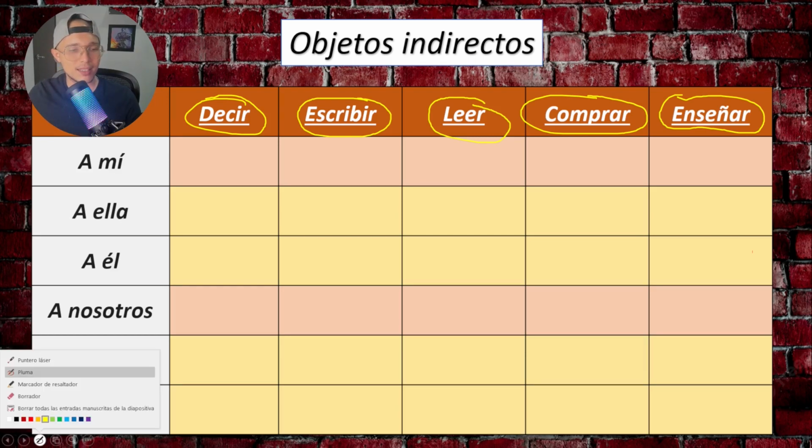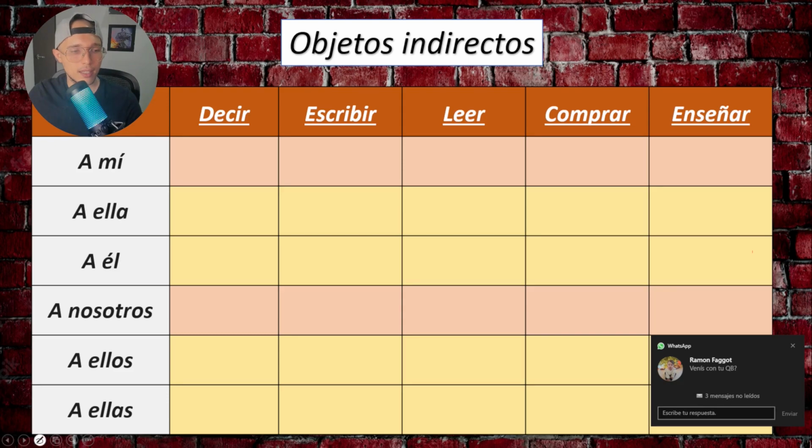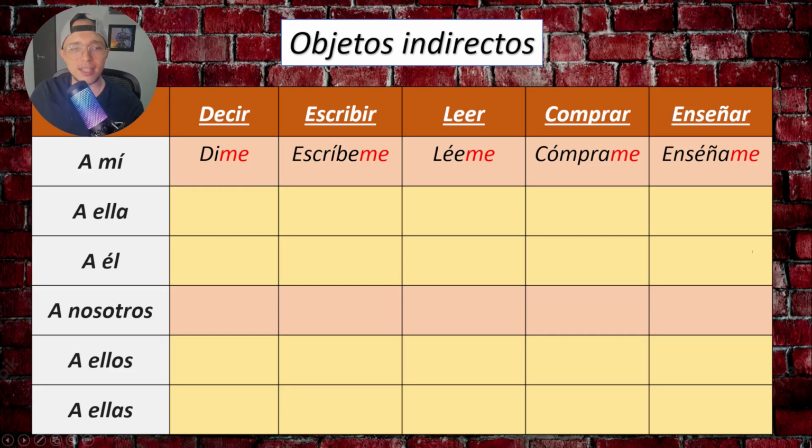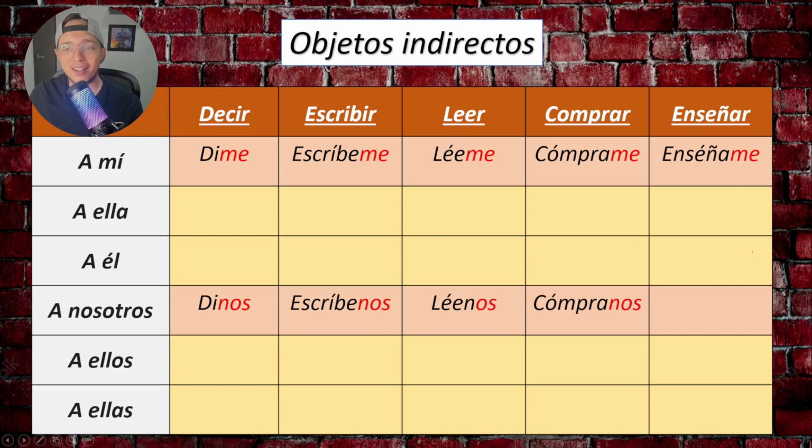Now, in these cases, for example, we say, tell me, it remains the same. Dime, write to me, escríbeme, read me, léeme, buy me, cómprame, teach me, enséñame. And for nosotros, it also remains the same. Dinos, tell us, escríbenos, write to us, read to us, léenos, buy us, cómpranos, teach us, enséñanos.